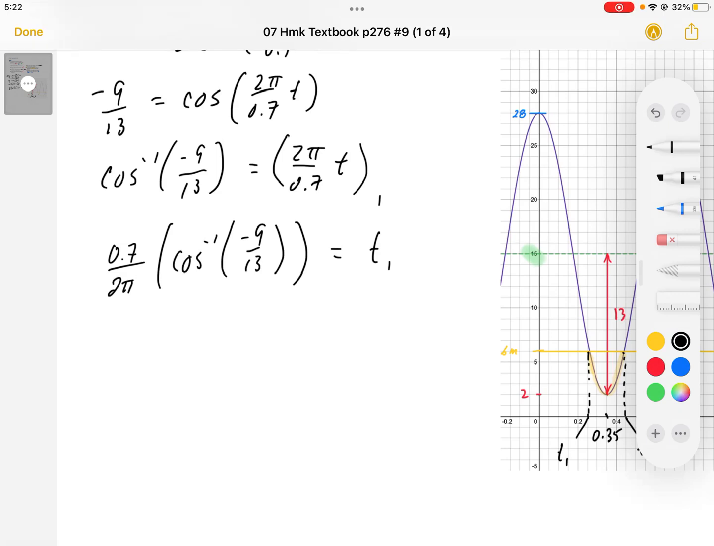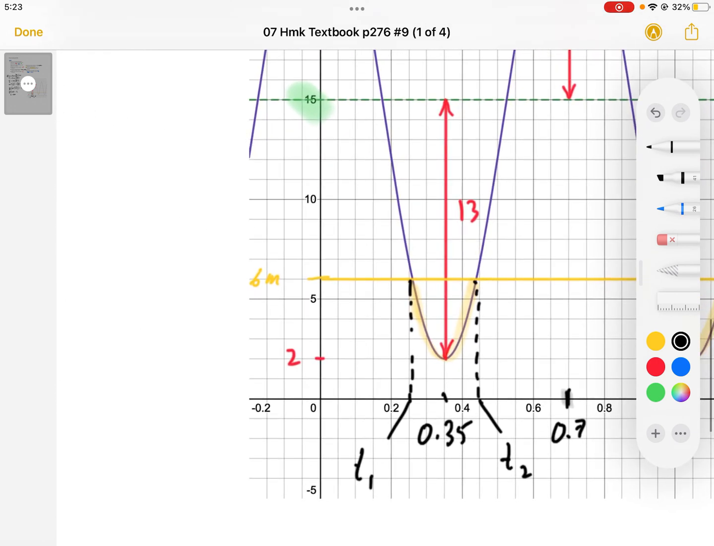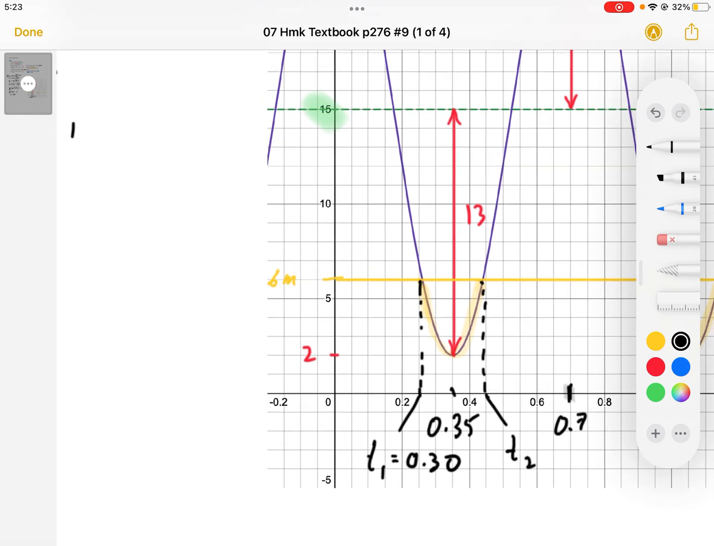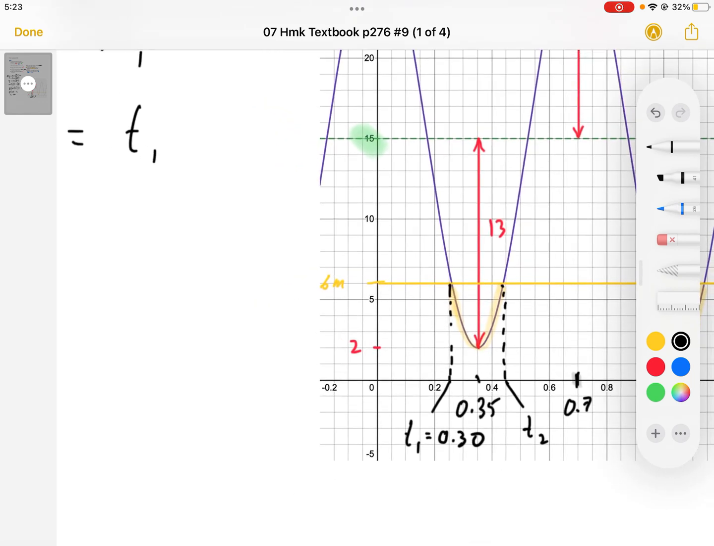So working this value out, we know that the arc cos of -9/13 works out to approximately 2.69. So we get 2.69, and that's equal to theta 1. So the time when we work this out works out to be 0.299. So I'm going to round that to 0.30. If we take a look at the graph here, that definitely looks like it is at 0.30. Okay, so that's the time at which it first is under 6 meters.